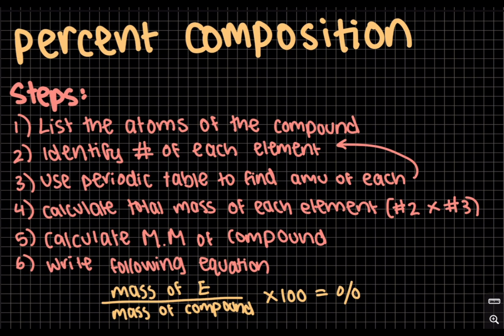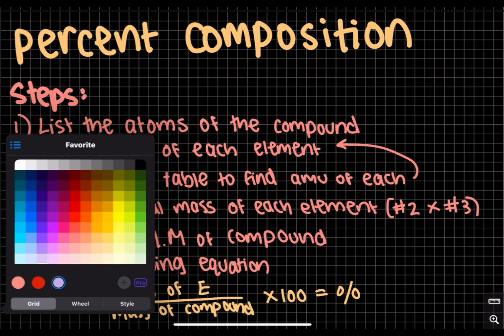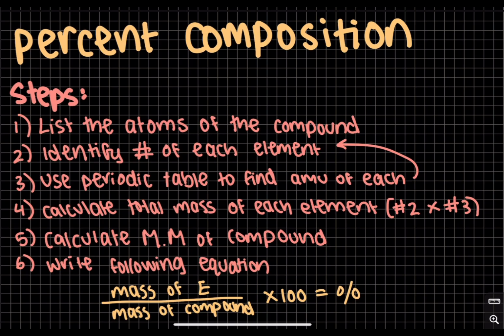Anyways, I've listed out here the steps we need to take in order to find the percent composition, and then we will be going over practice problems together. The first step is to list the atoms of the compound, meaning that in H2O, there's hydrogens and there's oxygens. Then step 2 is identify the number of each element. So in H2O, there's 2 hydrogens, and there's just 1 oxygen.